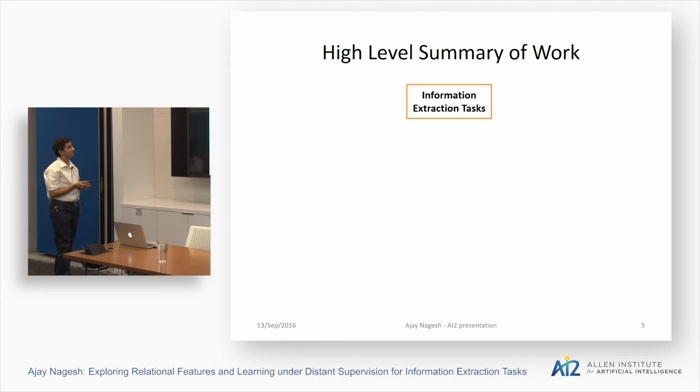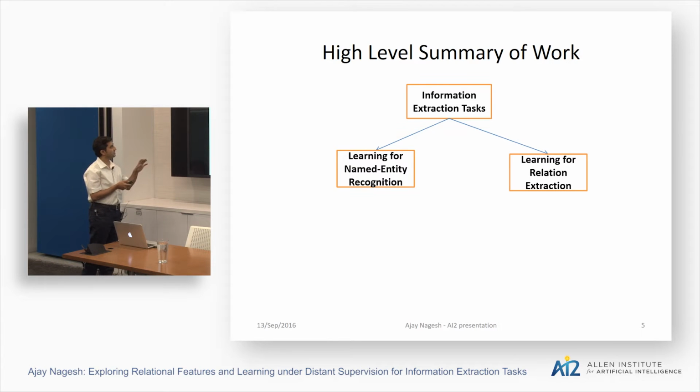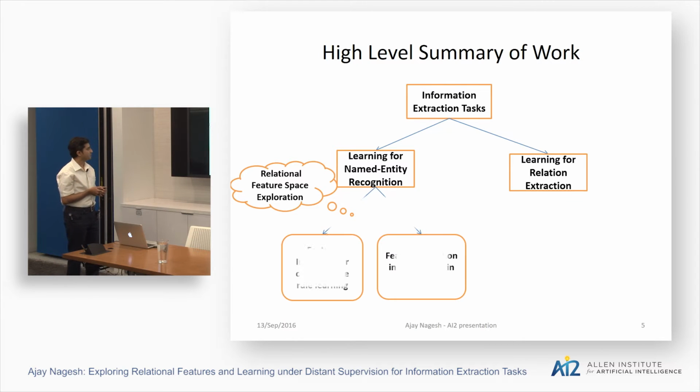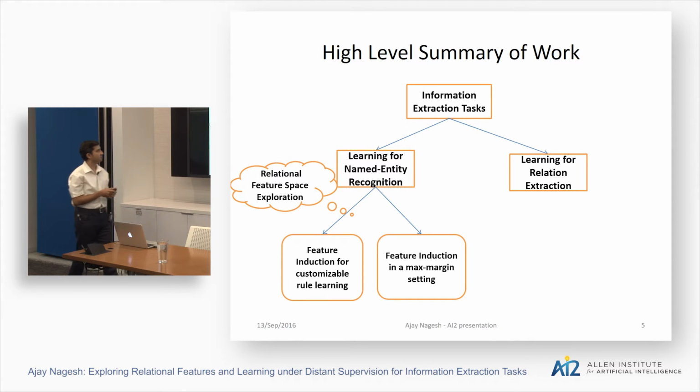So, the high level summary of the work is as follows. We have information extraction tasks. Among that, we have these two tasks of learning for named entity recognition and for relation extraction. In the named entity recognition part, we work in the paradigm of relational feature space exploration, which we will look at in some time. In this paradigm we would like to learn feature combinations for generating rules, and use these feature combinations also in a statistical system and see how it performs.